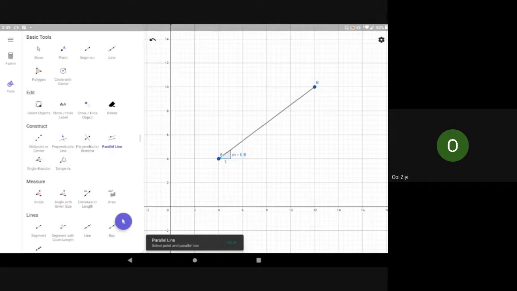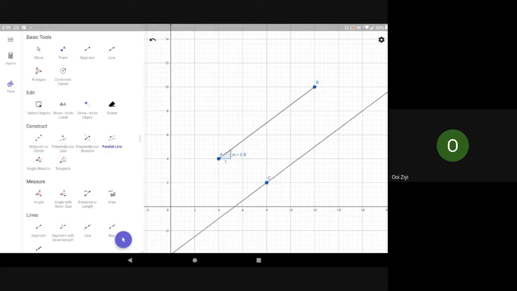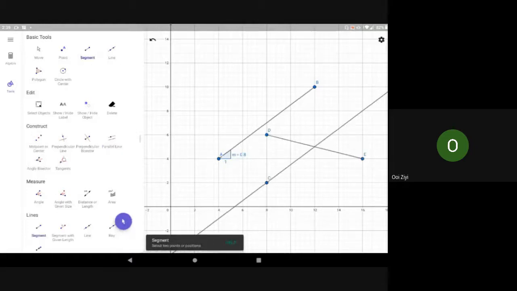Let's say I want to draw here for parallel. Parallel means we have two or more lines which do not intersect each other. If we have two lines that intersect each other, we cannot call them parallel lines. So let's say we draw like this. This is not a parallel line. Parallel lines must not intersect each other.